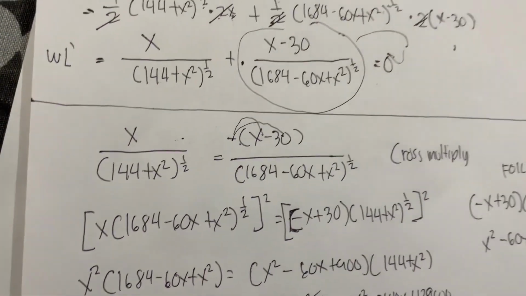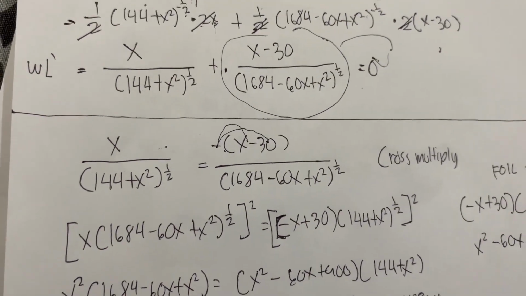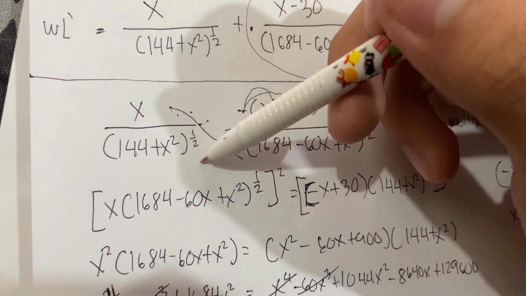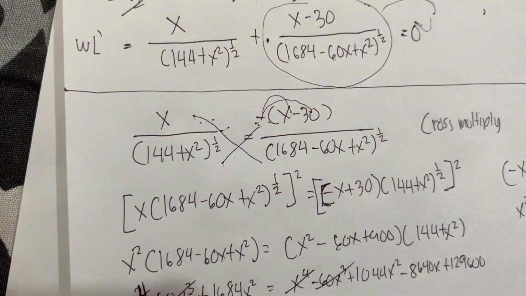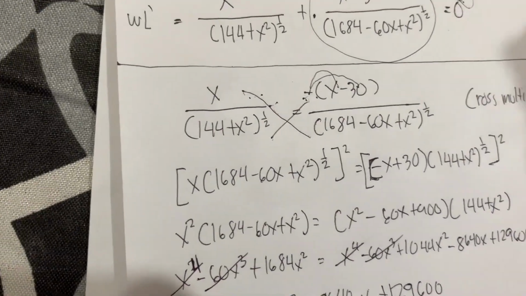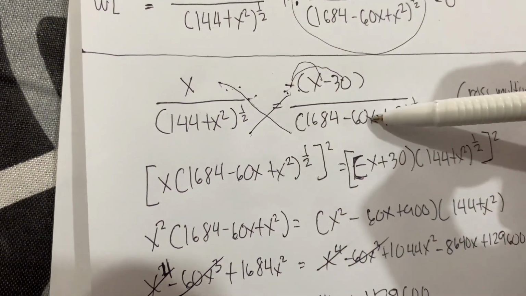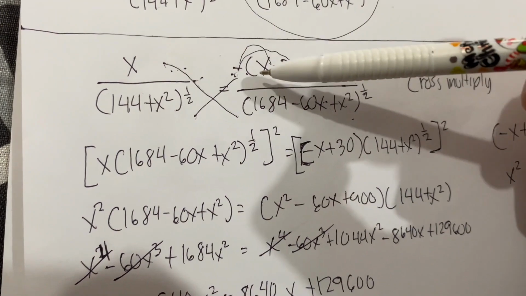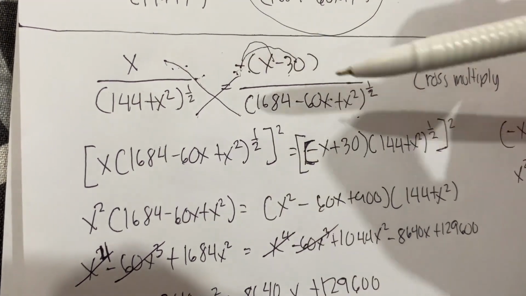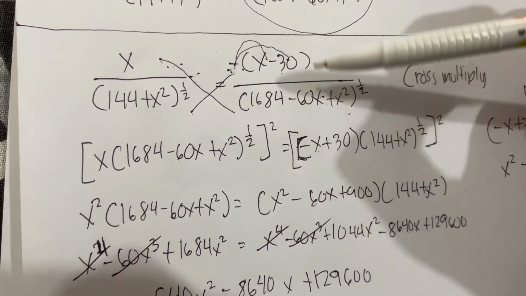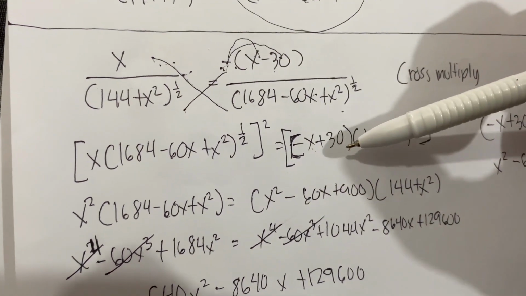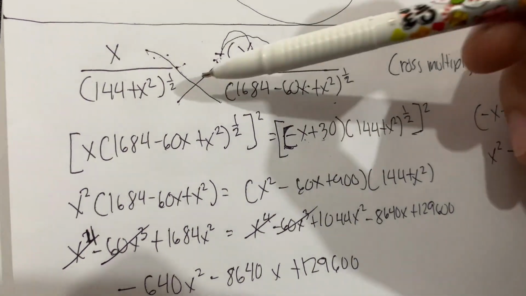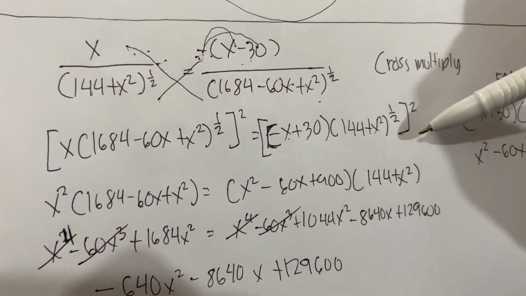Now, the next step, we are going to cross multiply this equation. So x times the denominator, and then this one times our denominator on the other side. So x times this equation right here raised to 1 half, and then since we have transposed this, it's going to be negative x, and then it's going to be positive 30. So write that here, and then times 144 plus x squared raised to 1 half right here.